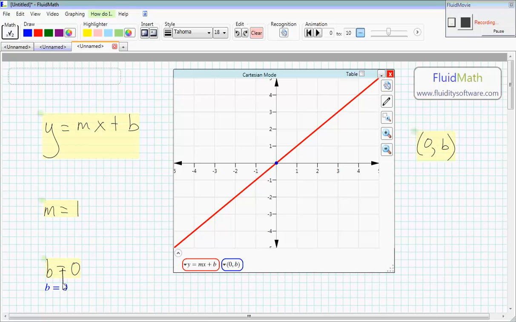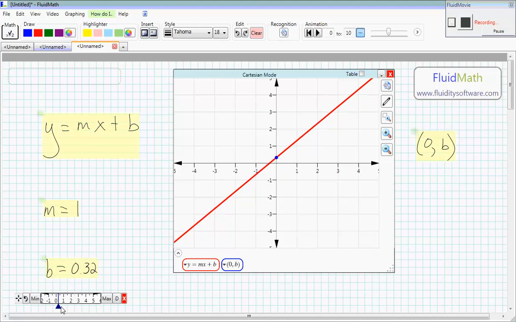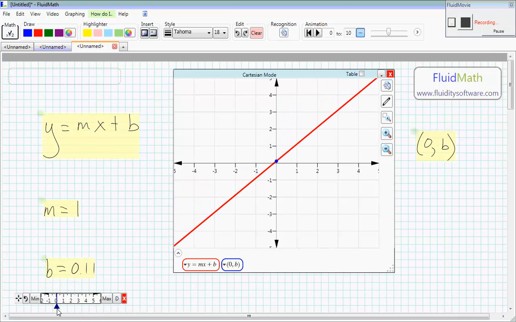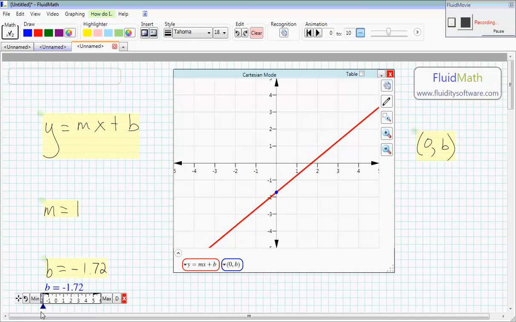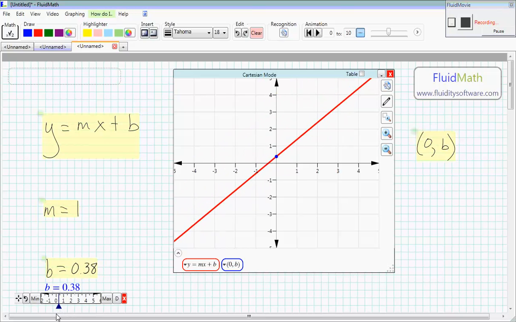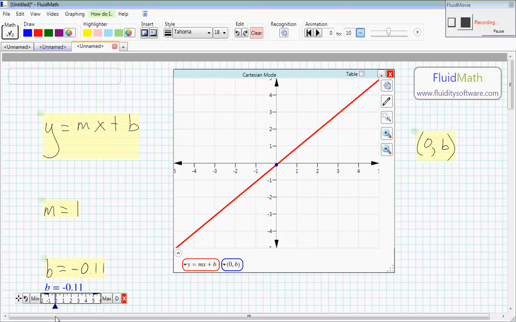Let's do that first. So I'm going to create a slider here for b and just start dragging it. So as I increase b, you can see that blue dot showing that coordinate pair 0, comma b shifts up, and as I drag it down to negative values, it moves down as well. Okay? So that's the idea behind the y-intercept. Now, I'll set b back to 0, and let's look at m.